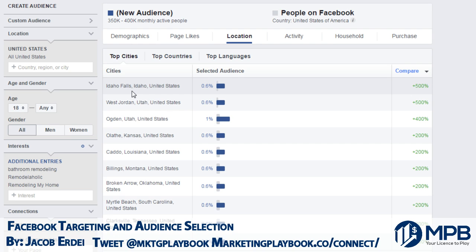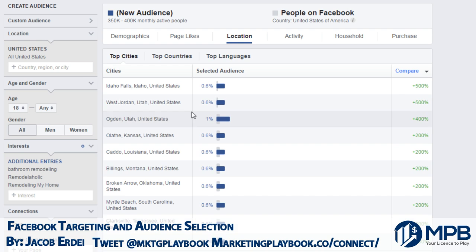But people in Idaho Falls are 500% more likely to be in this group compared to other Facebook users, and that's pretty big. So again, if I was doing just tools, kitchen remodeling, but I also sold tools for kitchen remodeling and do-it-yourself, then I might want to target this specific city because people in the city are 500 times more likely to be into it. So maybe if I'm Lowe's or Home Depot, I want to take a look at these particular types of cities and say, hey, are these good people to target because they're higher.